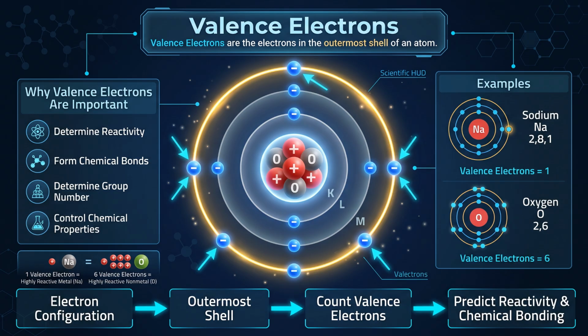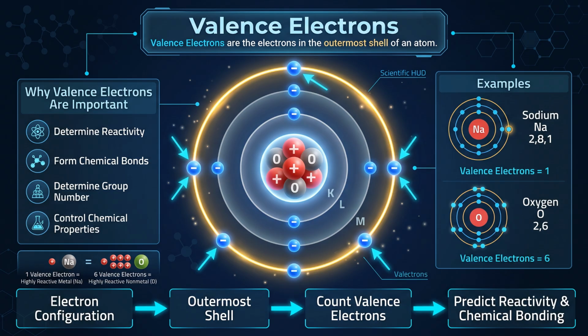The halogens, such as fluorine, chlorine, bromine, and iodine, each have 7 valence electrons, since they need only 1 more electron to complete their outermost shell. They are highly reactive nonmetals. Chlorine readily gains 1 electron to form the chloride ion Cl-, while fluorine gains 1 electron to form the fluoride ion F-. The noble gases, including helium, neon, argon, krypton, xenon, and radon, already have complete outermost shells.